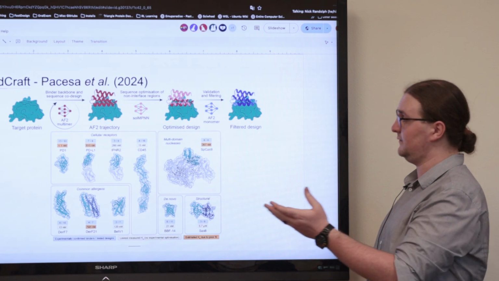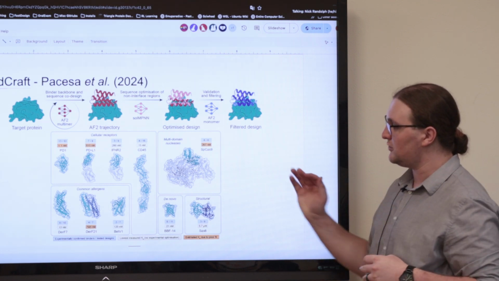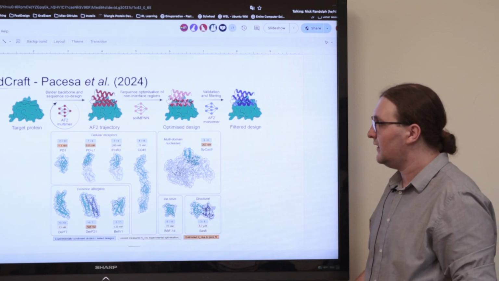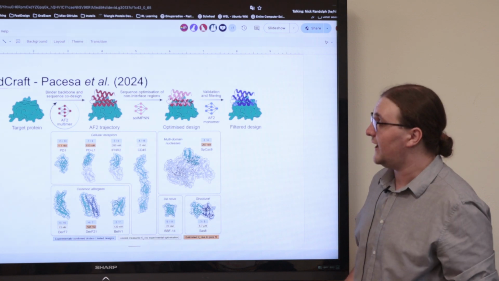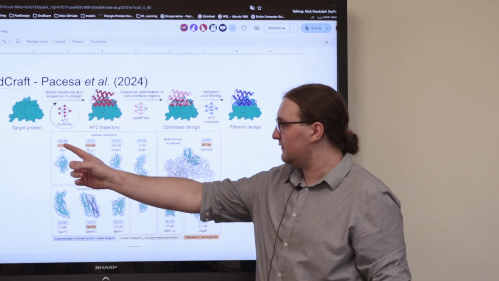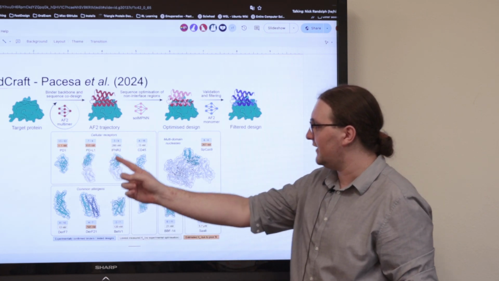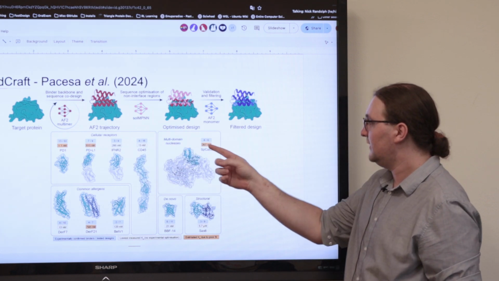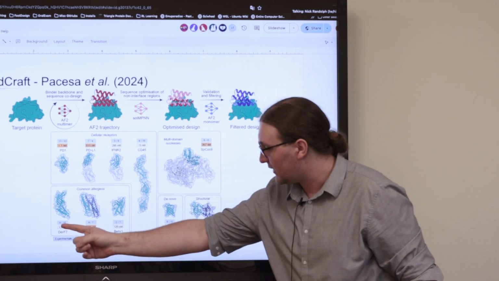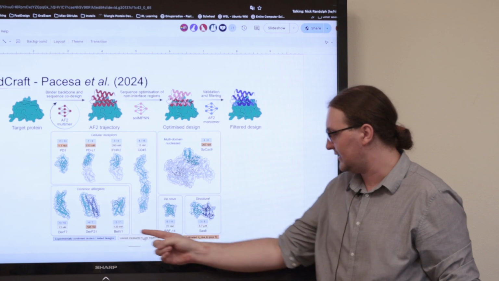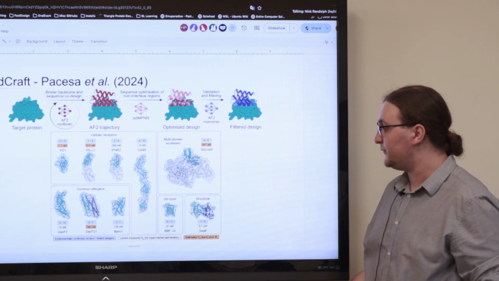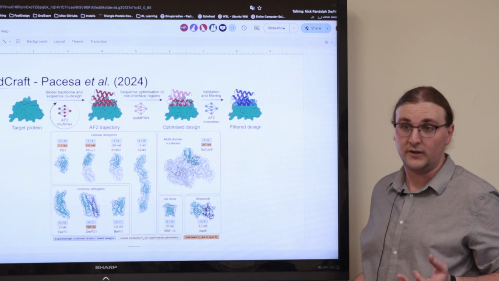By performing this process, this workflow, they were able to design binders for a variety of different targets with very high success rates. So 13 out of 53 designs, 7 out of 9 designs, 3 out of 9, 4 out of 16, 6 out of 6, 4 out of 10, 4 out of 7, 2 out of 7, 6 out of 11, and 3 out of 3. So fairly high success rates.